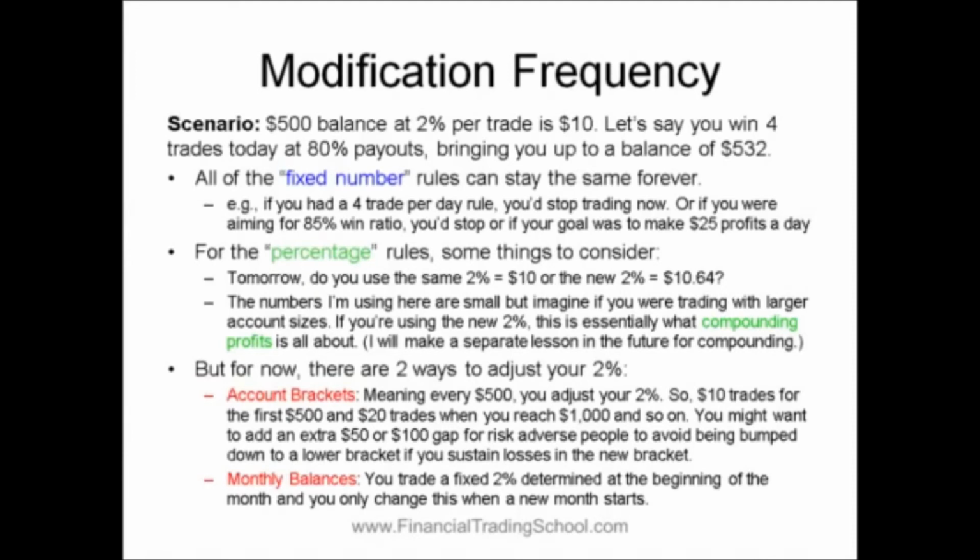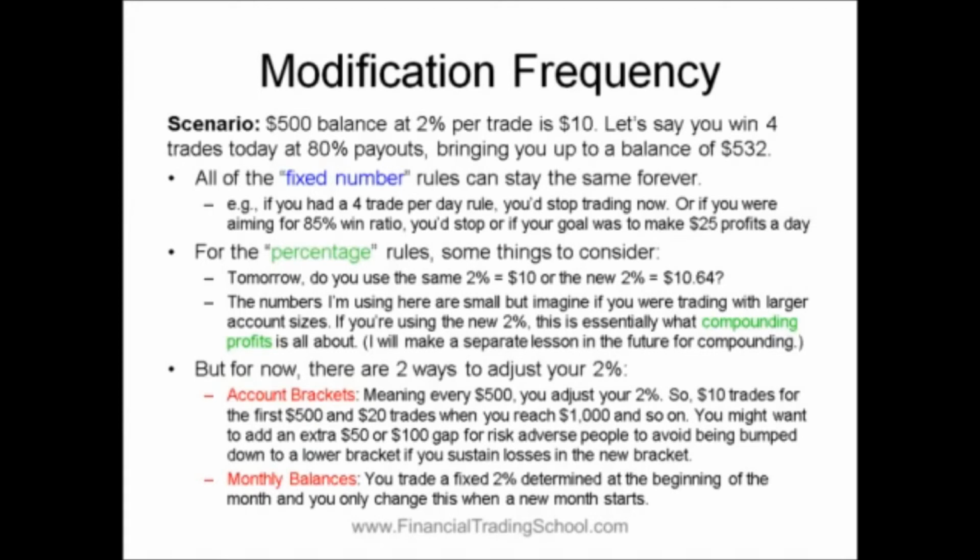In addition, you might want to add an extra $50 or $100 gap for risk-averse people to avoid being bumped down to a lower bracket if you sustain losses in the new bracket. For example, let's say you reach $1,000 and then you up it to $20 trades and then you lose the first trade. That would bring you down to $980, which would technically bump you down to the lower bracket of $500 and you'd be back to $10 trades. So you might want to wait till $1,100 or $1,050 so that if you do lose one, you're still in the new bracket. So that's just something to consider.